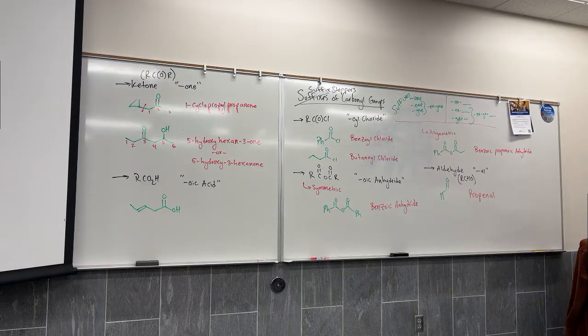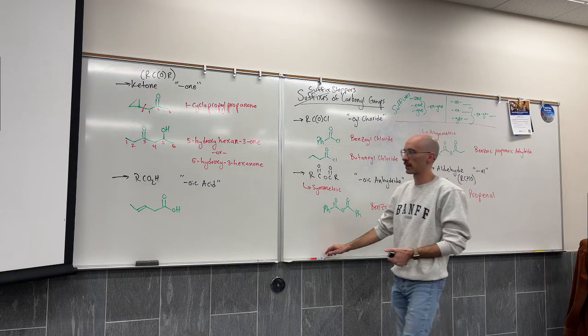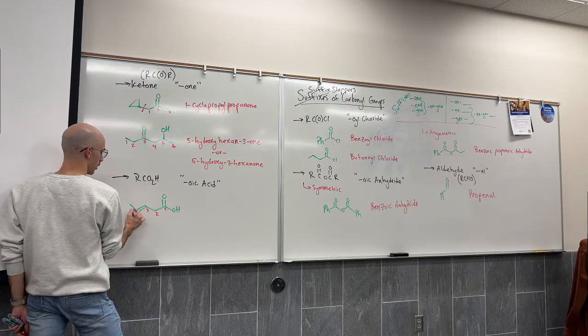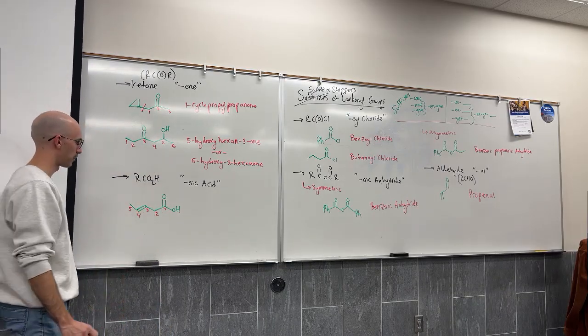This compound gives us an alkene as the suffix. And because the carbon chain is longer, I have to describe where along the carbon chain the alkene is. Should I number from the left to the right, or from the right to the left? I'm going to number from the carboxylic acid, the highest priority group. So my alkene starts on position 3, and I have a 5-membered chain.